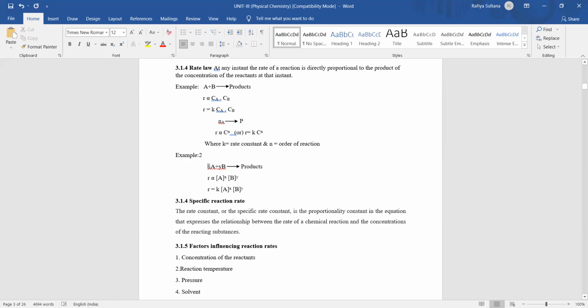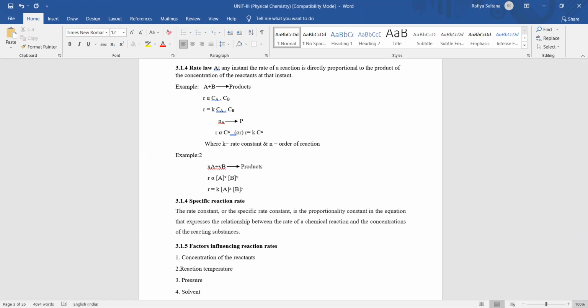Here, what is the coefficient? x, right. So that x coefficient will become the power here. See here, for B, what is the coefficient? y, right. Y will be the power for this concentration B. So according to the rate law, the rate of a reaction is directly proportional to the concentration of the reactants. Here A and B are the concentrations of the reactants, and the product of the concentration terms is raised to the power of their coefficients. So these are raised to the power as indicated in the chemical reaction with the coefficients. Okay, that is rate law.